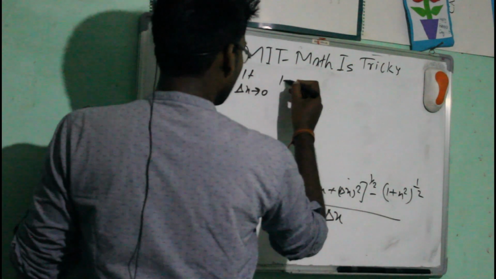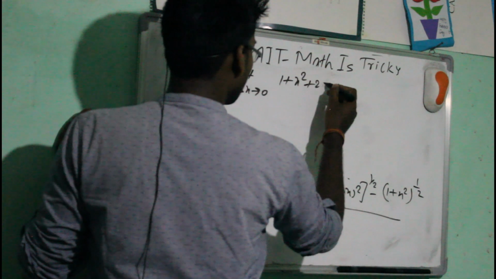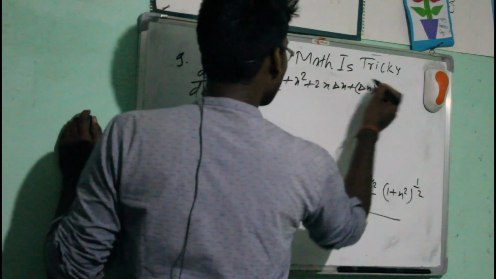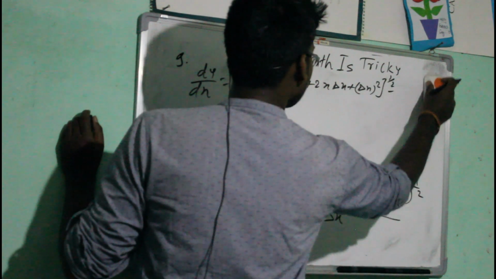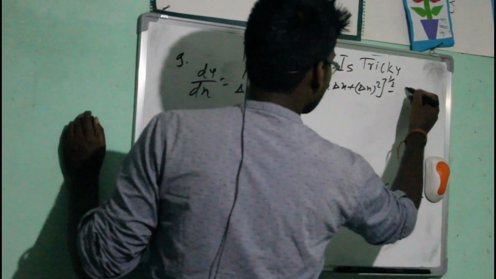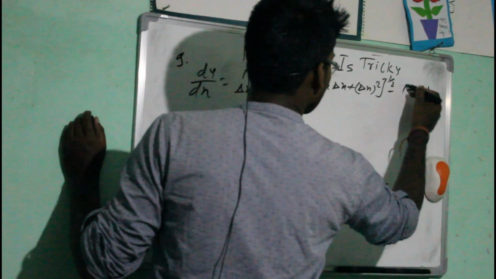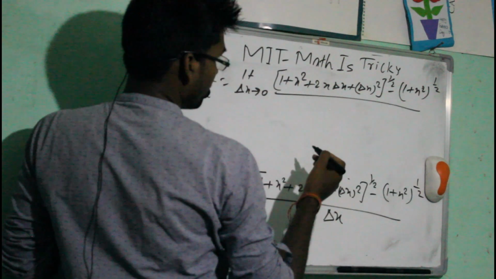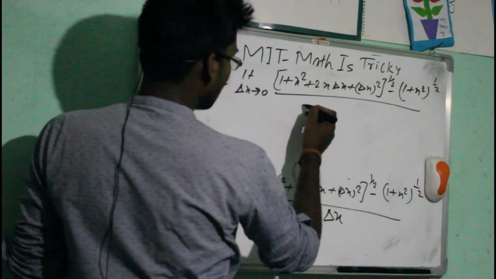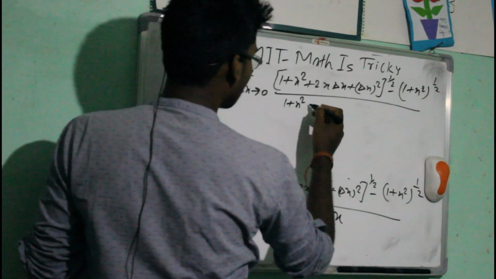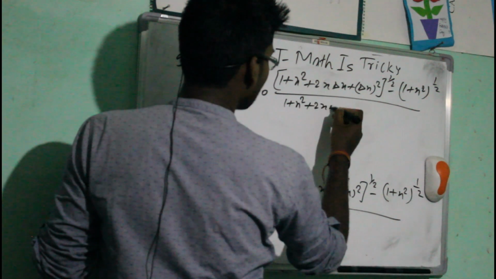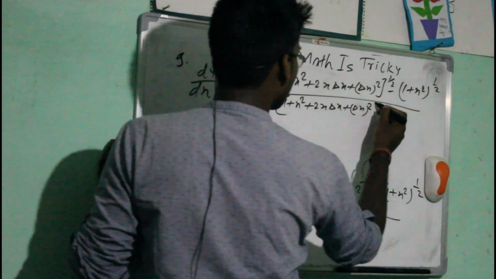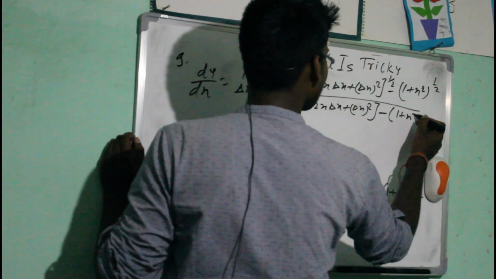So let's copy the numerator as it is: (1 plus x square plus 2x delta x plus delta x whole square) whole power 1 by 2 minus (1 plus x square) whole power 1 by 2. For the denominator, write it like this: delta x is (1 plus x square plus 2x delta x plus delta x whole square) minus (1 plus x square).